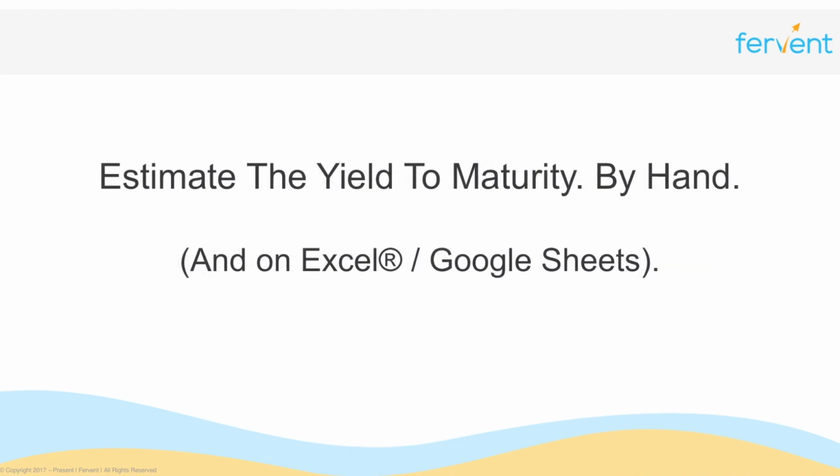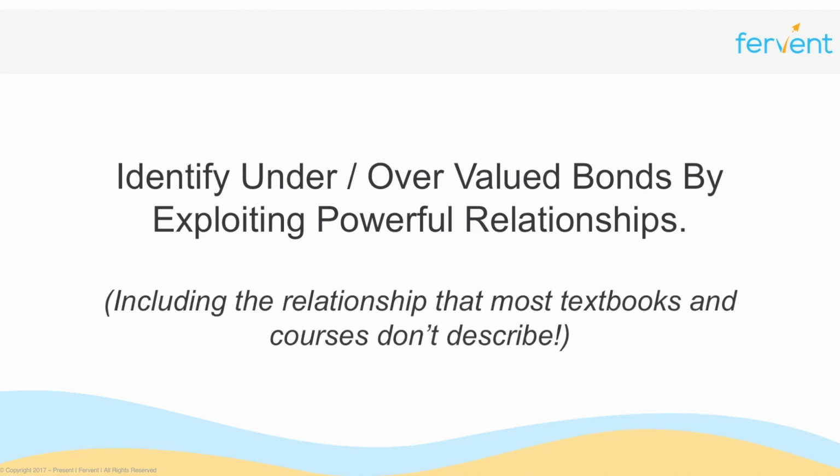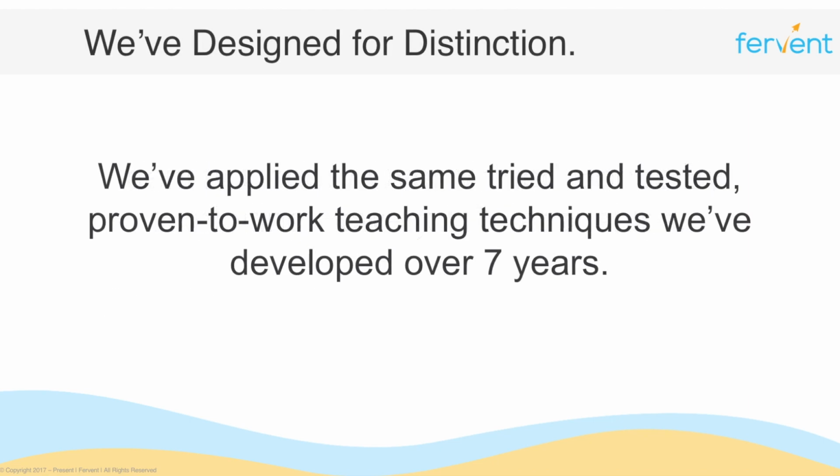You'll also learn to estimate the yield to maturity of a bond by hand, and of course on Excel and Google Sheets. Moreover, you'll be able to identify under or overvalued bonds by exploiting incredibly powerful relationships, one of which is something that most textbooks and courses simply don't teach, and that's the powerful relationship between the coupon rate and the yield to maturity. We've designed this course for distinction.